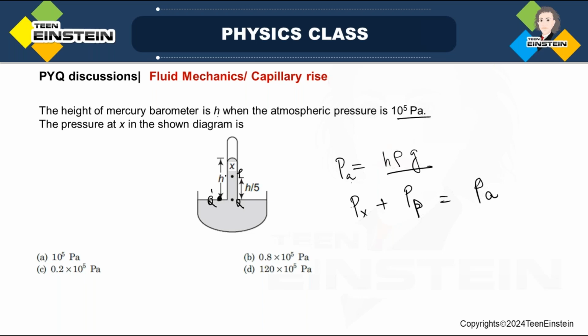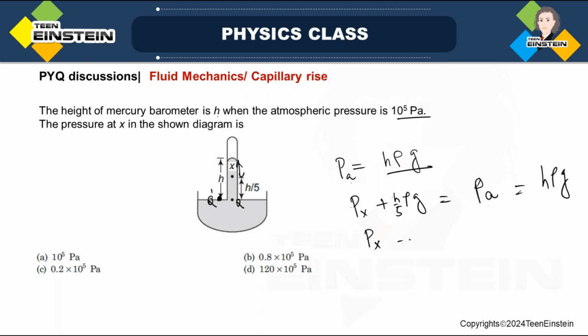Okay, I should not say P. It is the pressure due to this column height of liquid, which is H by 5. Let me correct it a little bit. So I can directly write the pressure at X plus the pressure due to this column height of liquid, H by 5 rho G, is equal to H rho G, that is atmospheric pressure.